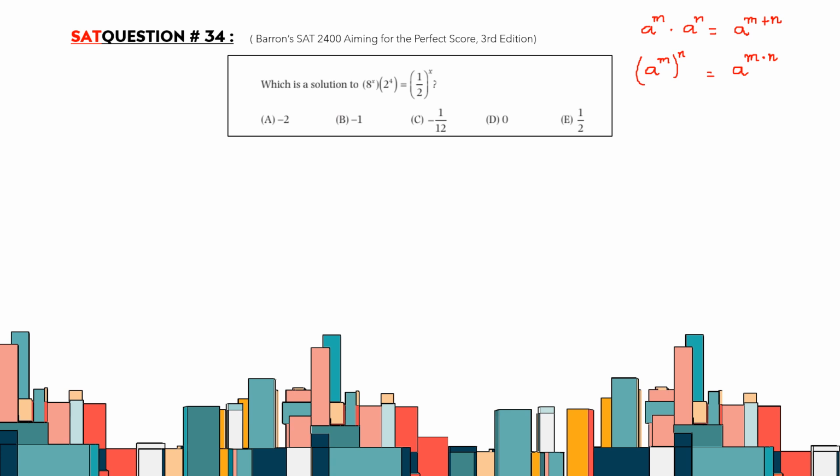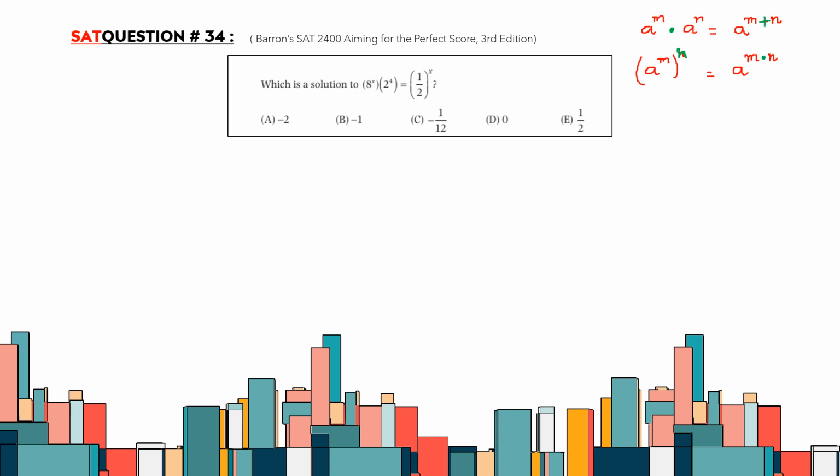Remember, the product will produce the result of addition in the power. So let's highlight it. Here the multiplication gives addition. When we have the power of a power, that is the product. It's easy to make a mistake, okay?